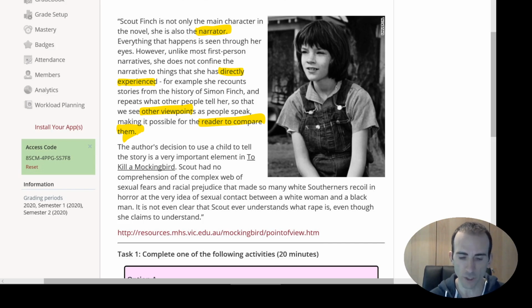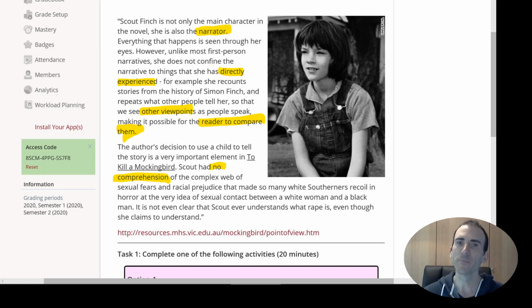The author's decision to use a child to tell the story is a very important element in To Kill a Mockingbird. Scout has no comprehension of the complex web of sexual fears and racial prejudice that made so many white Southerners recoil in horror at the very idea of sexual contact between a white woman and a black man. It's not even clear that Scout ever understands what rape is, even though she does claim to understand.